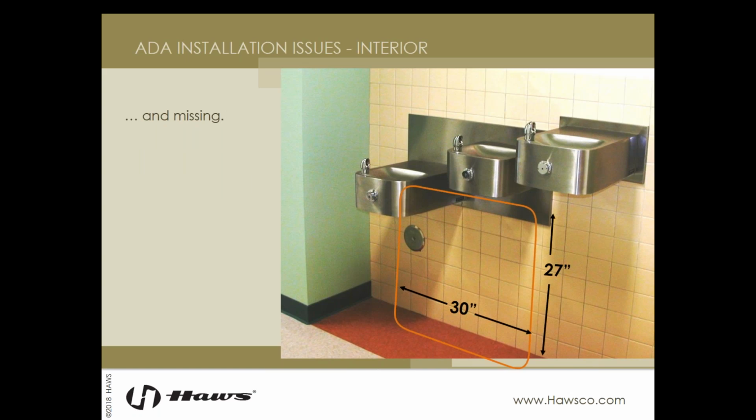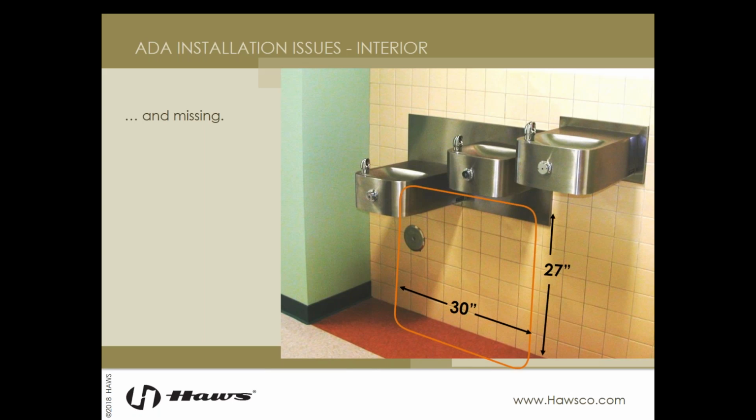installation is backwards. What they've done is installed what should have been the child height fountain at the high fountain height. This is typically an individual fountain, the child height fountain, and use the dual unit on the left as the child and wheelchair accessible fountain.